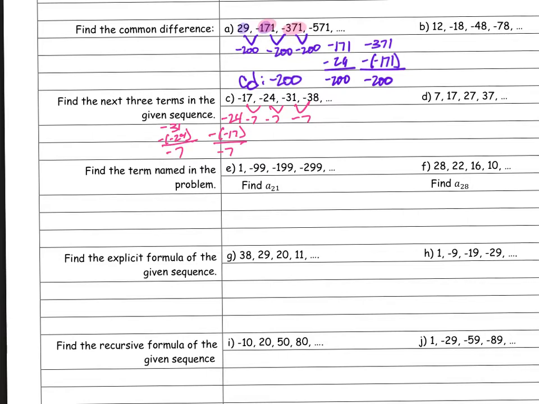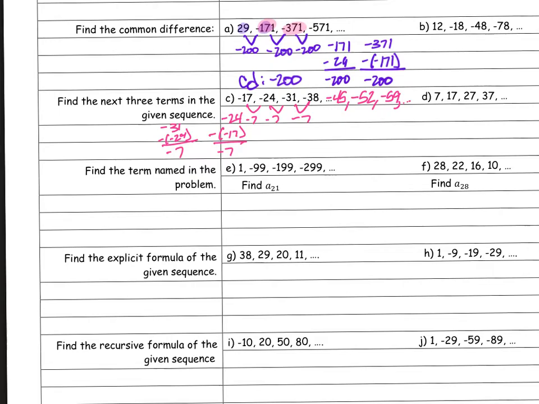So in my calculator, I'm going to do negative 38 minus 7. And that should give me negative 45. And then I'm going to subtract 7 again, and I should get negative 52. And if I subtract 7 again, I should get negative 59. Okay? And that's how I do it. That's it. So go ahead and do problem D. Go ahead and pause the video now. Do the problem and then start the video up again when you're done. Okay? So now we're going to go to problem E.